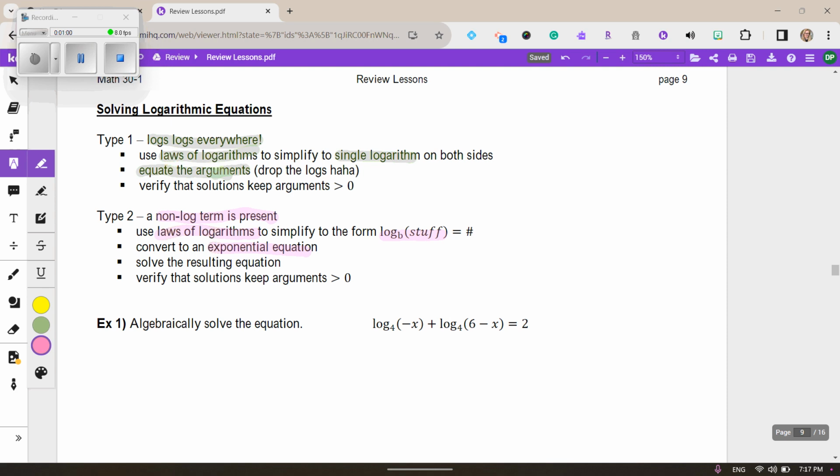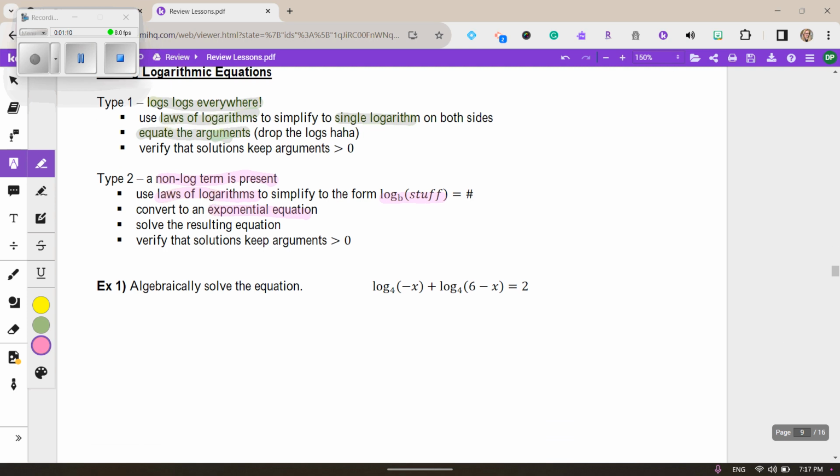So just a reminder to check all of your answers. The questions will never tell you to check it. That is your responsibility to check for extraneous roots and also just check your answer in general.